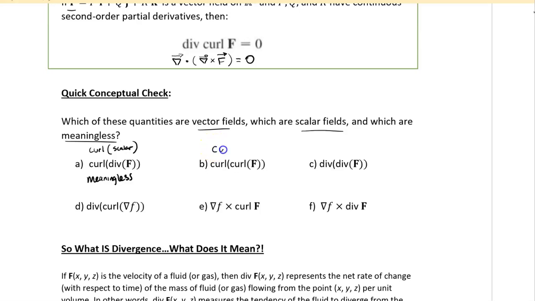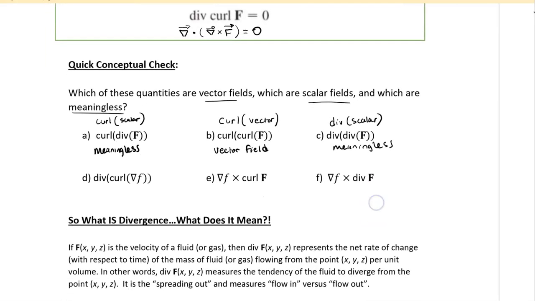But here I go. So B, we'll be taking the curl of a vector field. And we can take curls of vector fields is what we want to do. So this answer right here would be a vector field. For C, the divergence of F. That would be the divergence of a scalar. But remember that the divergence is the dot product of the gradient operator and a vector field. We can't do that. So C is meaningless.